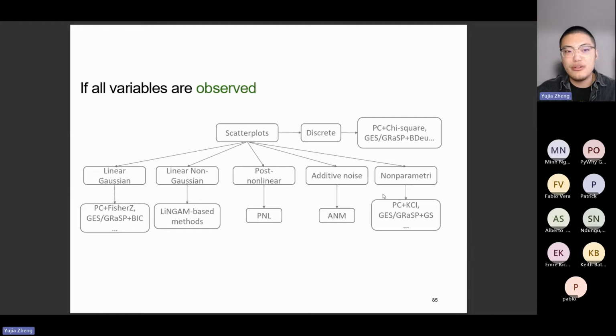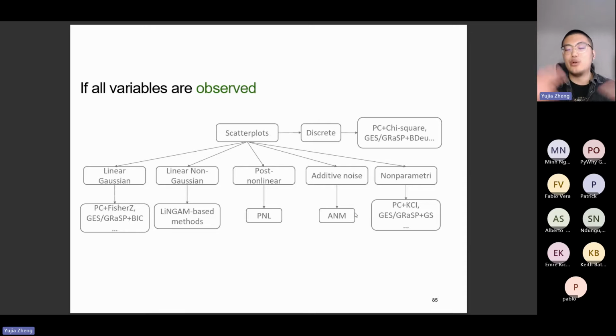However, if we find that it's continuous, we also have different solutions for different types of distribution. For example, if we believe there might be a linear relationship between variables and all exogenous noises are Gaussian, we can just use PC with Fisher Z, where we just replace chi-square with a Fisher Z test, or we can use a score-based algorithm with the BIC score. However, if we observe some non-Gaussian noises, we can always switch to some LiNGAM-based method, right? And if we observe some post-nonlinear relationship, we can use the post-nonlinear model, PNL. And if we observe an additive noise model, we can use ANM.